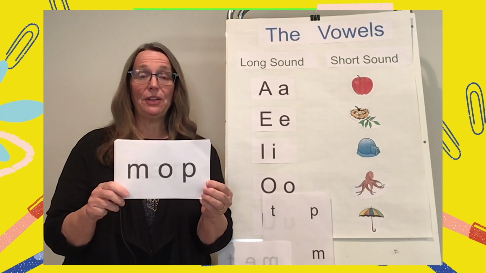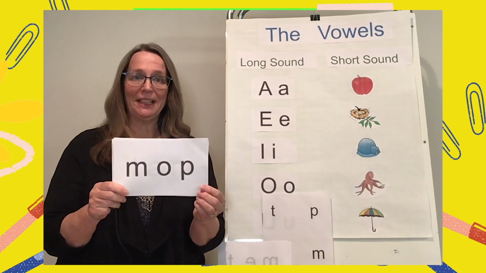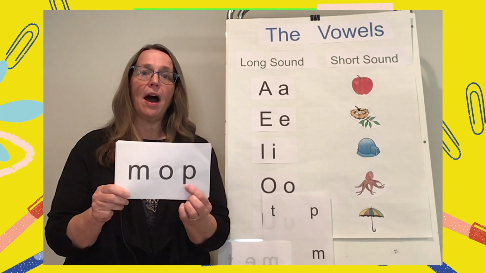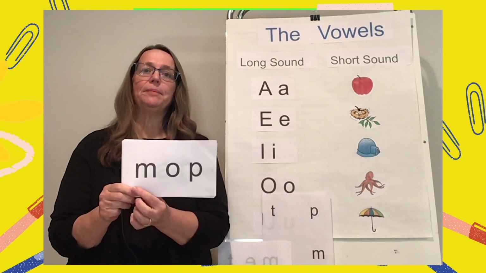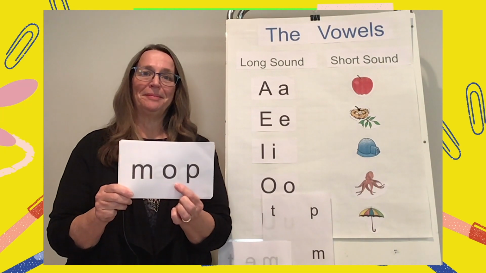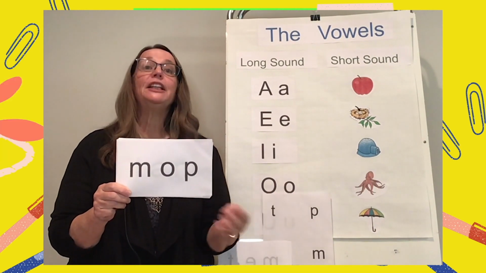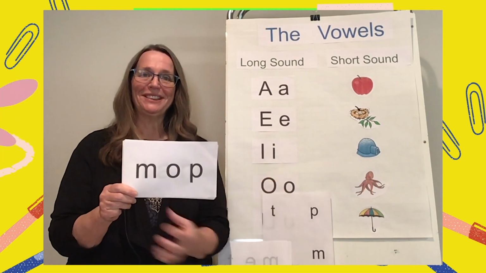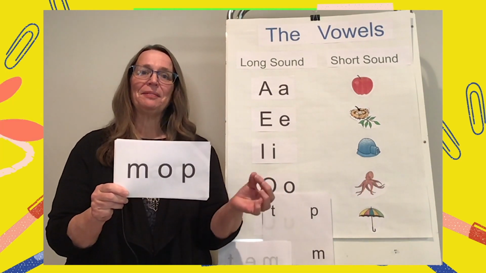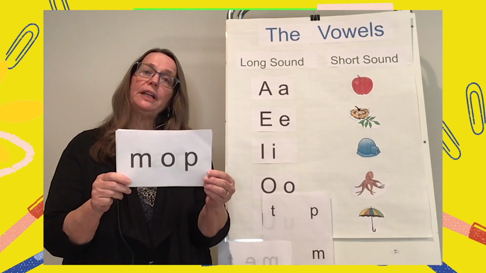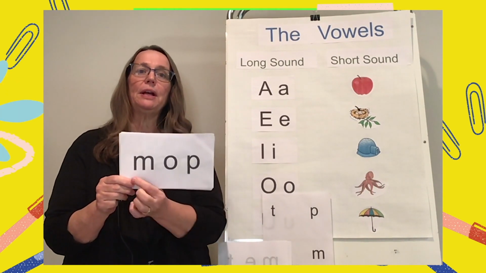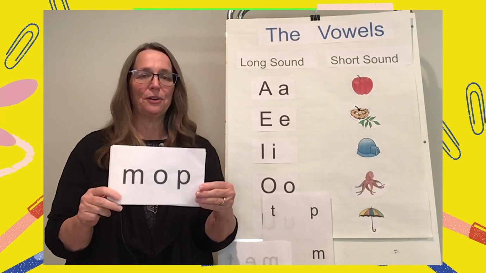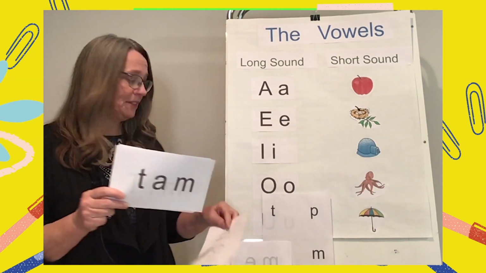Now we want to blend those sounds. Long blend so we hear each sound. Ah, P. You do it. A little bit faster. Mop. Your turn. Now, just like we were reading a book, how would we say that word? Mop. Now it's your turn. You're doing a great job on these short vowel sounds.